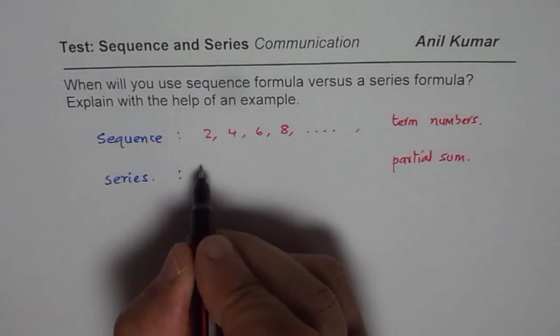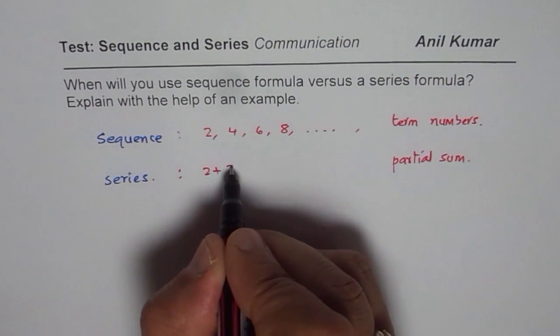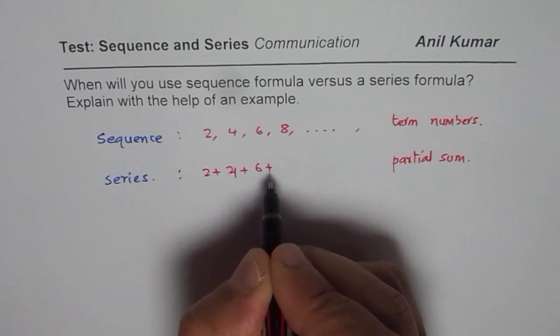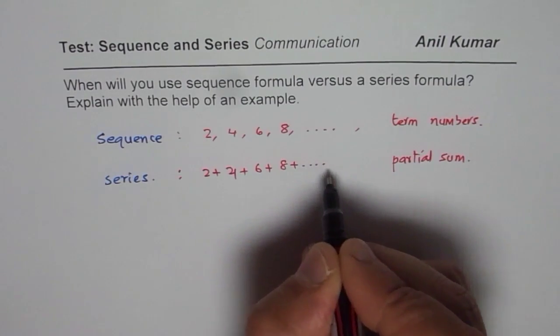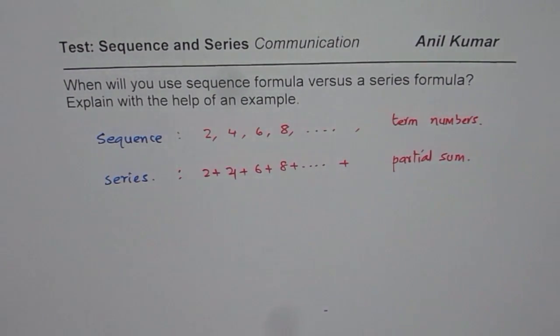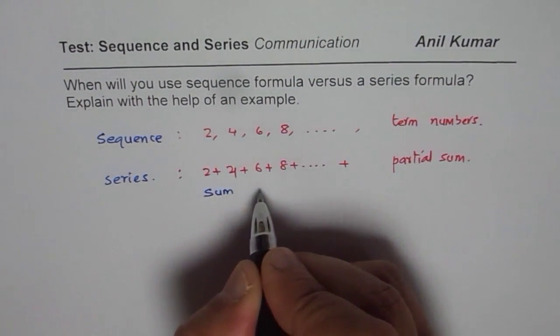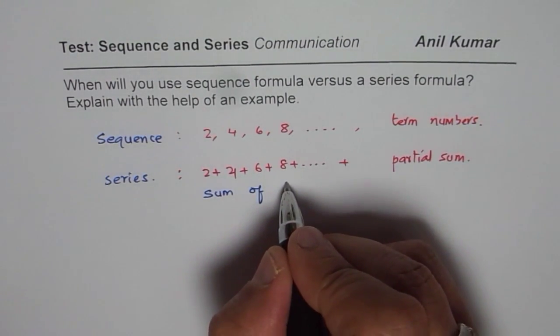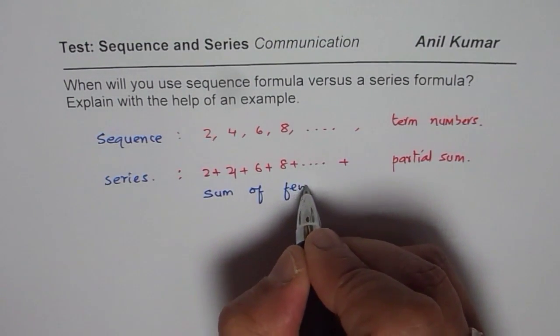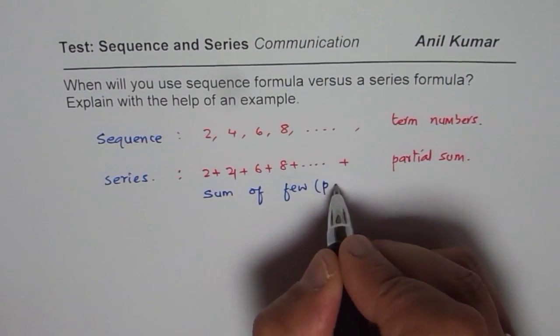That is to say, we'll write the same thing as 2 plus 4 plus 6 plus 8 plus so on till some limit, right? So when we are talking about sum of arithmetic sequence or sum of a sequence, in that case we are talking about series, right? So that is the distinguishing feature between the two. So series is sum of a sequence, sum of few or partial, that's a better word.